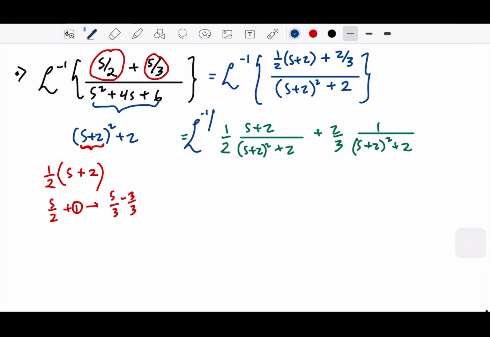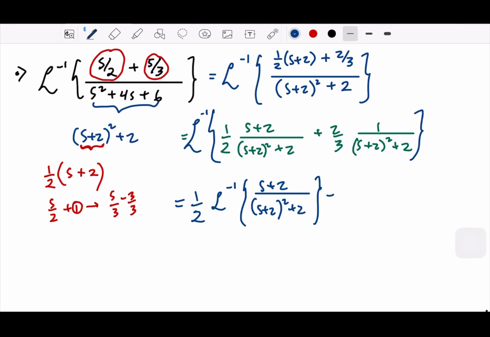Laplace inverse of all this. Okay. And then we could take half Laplace inverse of (s plus 2) over ((s plus 2) squared plus 2), plus 2 over 3, Laplace inverse of 1 over ((s plus 2) squared plus 2).